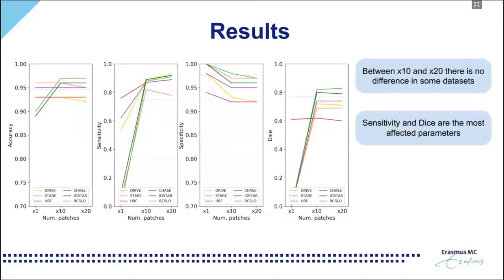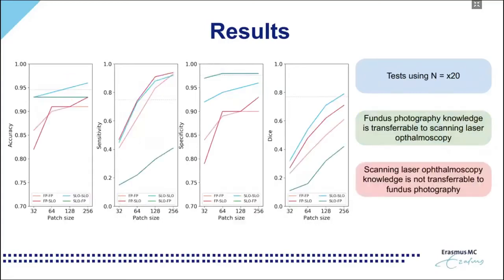If we observe the metrics as a function of the number of patches acquired per image in the individual datasets, we can see that, while a minimum number of patches is required, there is a point where little improvement can be seen. Again, sensitivity and DICE are the parameters that benefit the most from a sufficient number of patches.